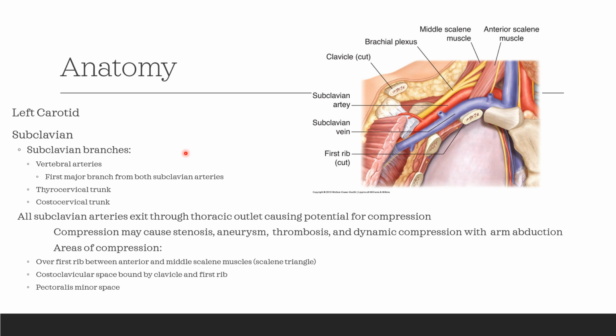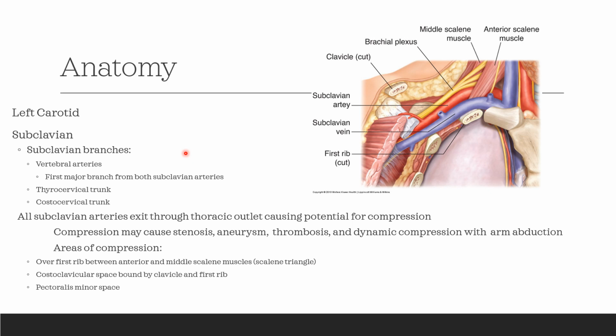All the subclavian arteries are going to exit through the thoracic outlet. Now, this is an important thing to recognize because this is a very crowded area of the body where sometimes thoracic outlet syndrome can occur, which would affect the blood flow to the arm.